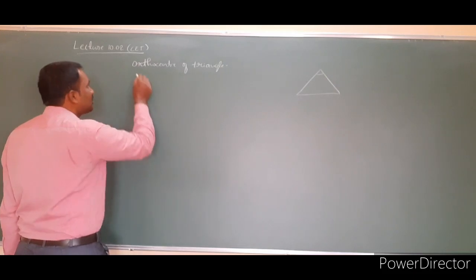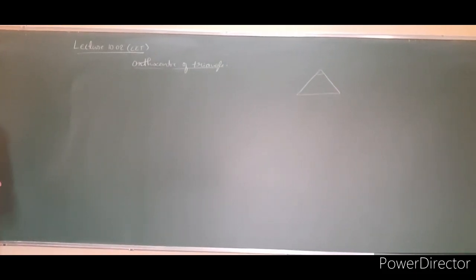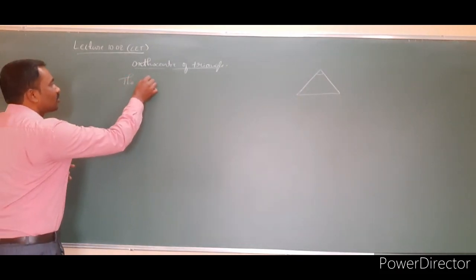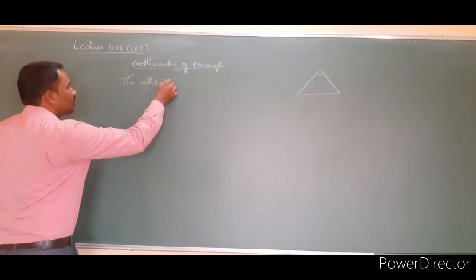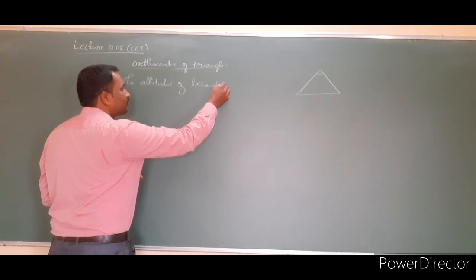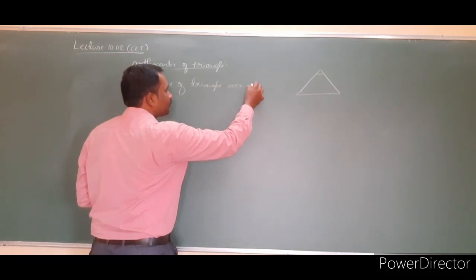To discuss the orthocenter of the triangle: the orthocenter means that the altitudes of the triangle are concurrent. The altitudes of the triangle are concurrent.